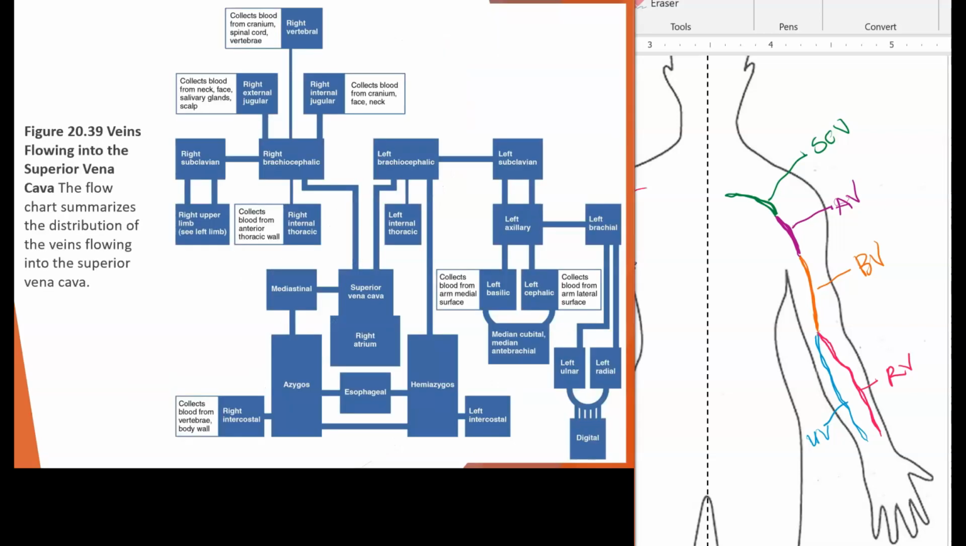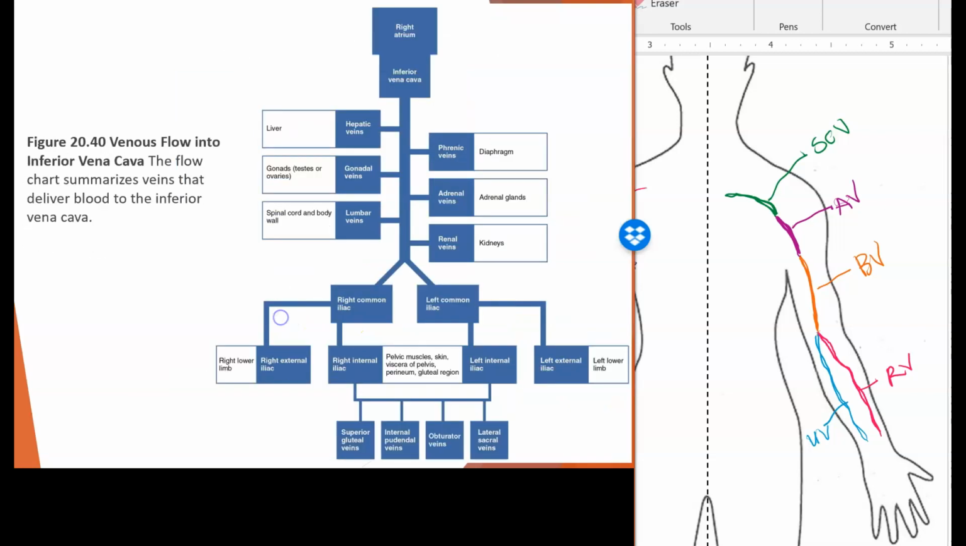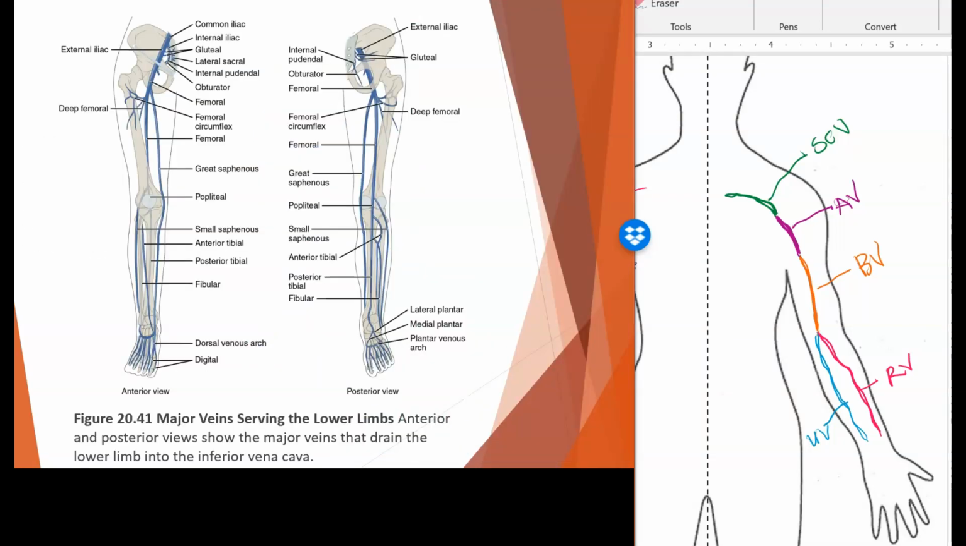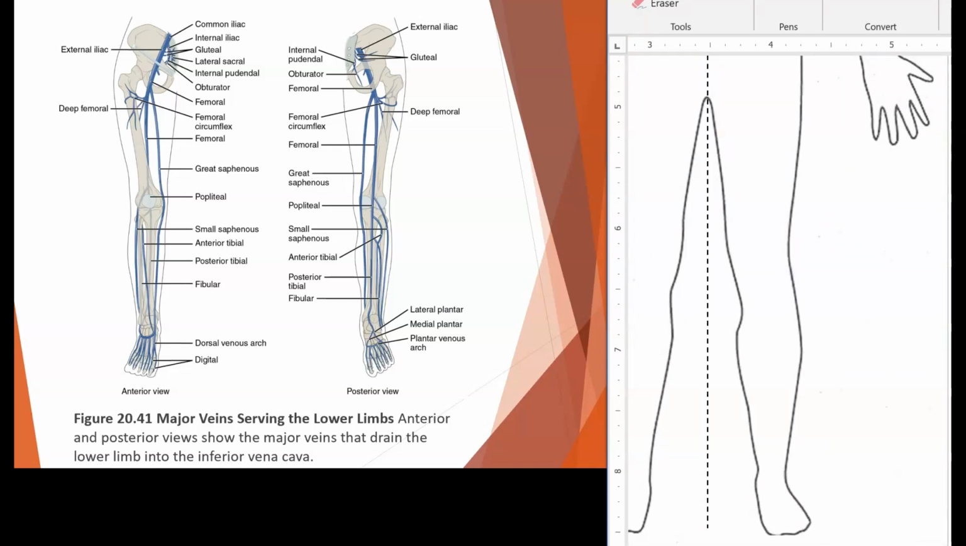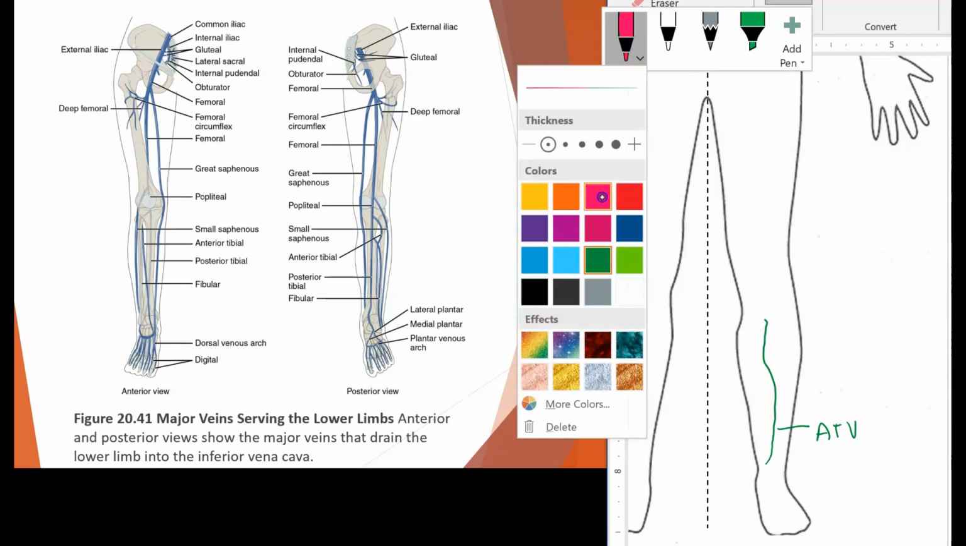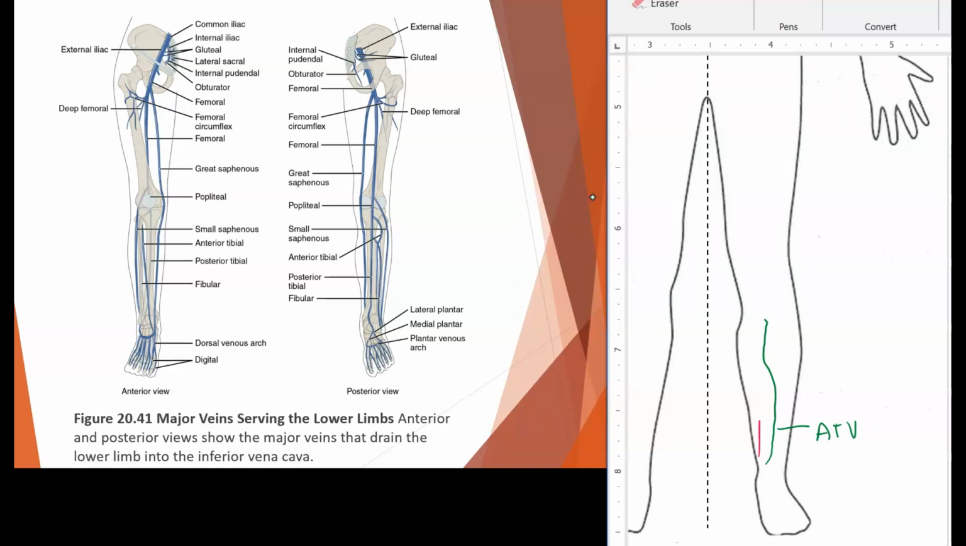Okay, so next, there's our schematics. Next, let's do our lower limb. So let's start off with the deep side since we're already on this side. And once again, we have the same exact names pretty much. So we'll start off with our anterior tibial vein. Okay, and then we have the posterior tibial vein.